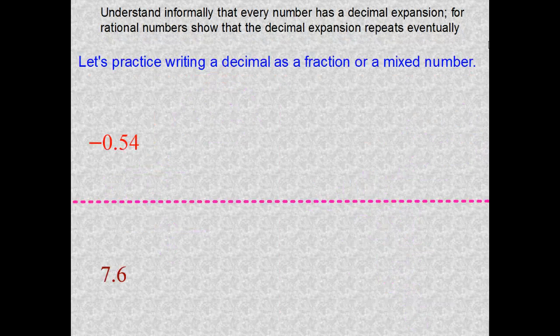All right, the next part, again, I took the wording right from the standard up at the top there. It says, understand informally that every number has a decimal expansion for rational numbers. So again, we're doing the same thing that we did last time, except it looks like they started us in a decimal form, and our job is to now take the decimal and write it as a fraction, or maybe in the case on the bottom there, mixed number.